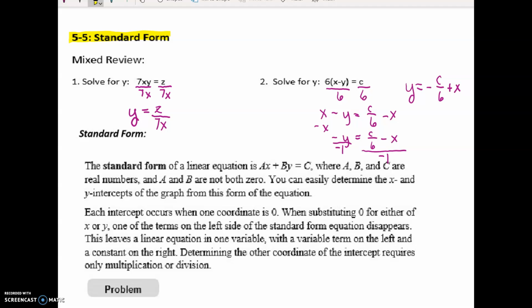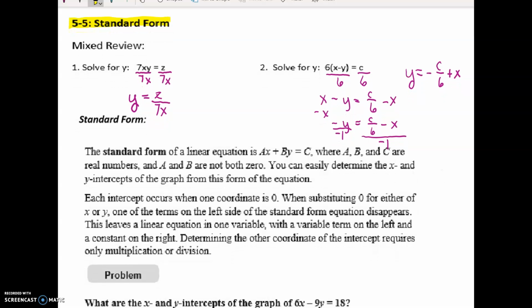So now moving on to our topic for today, we're going to be talking about standard form. This is another form for writing equations that are linear. The standard form of a linear equation follows this formula: ax plus by equals c. Notice a, b, and c are real numbers, and a and b are not both 0.